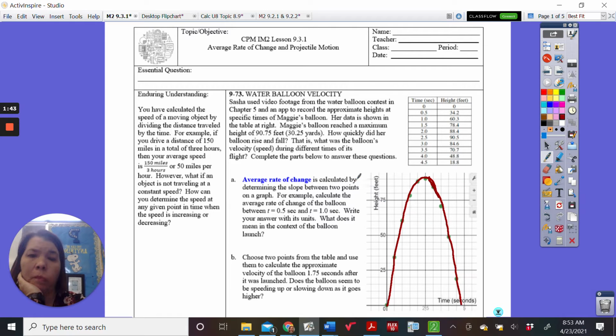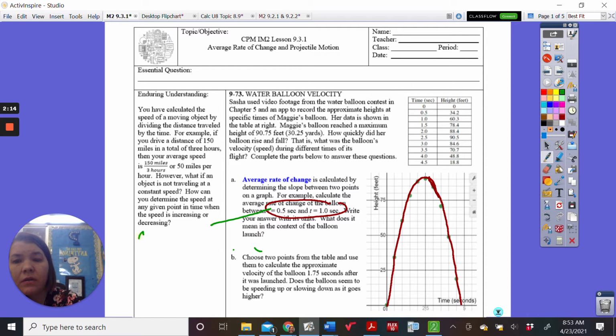Pretty straightforward. Average rate of change is calculated by determining the slope between 2 points on a graph, because rate of change is the change between 2 points, so average rate of change is the same thing. For example, if we calculate the average rate of change between these 2 seconds, write your answer with units, and then we'll look at the next question. So, the change in height divided by the change in time. At 1 second, it was at 60.3.